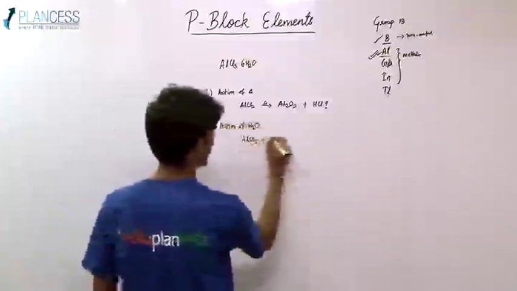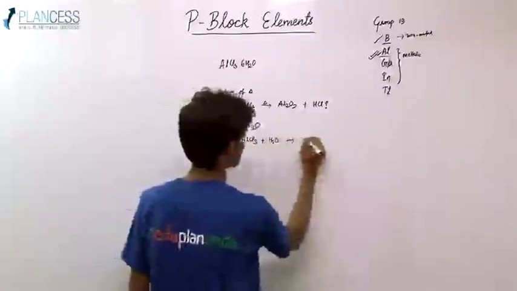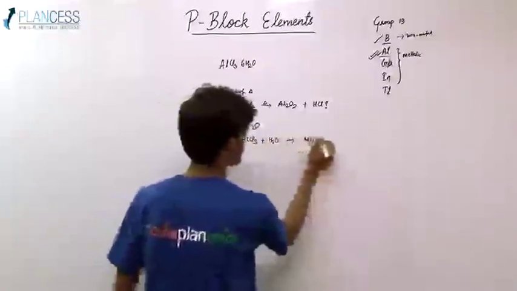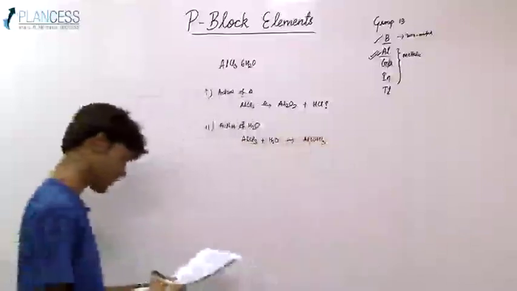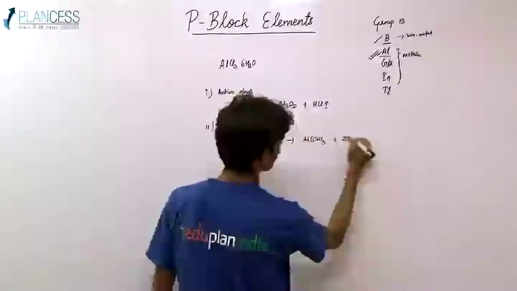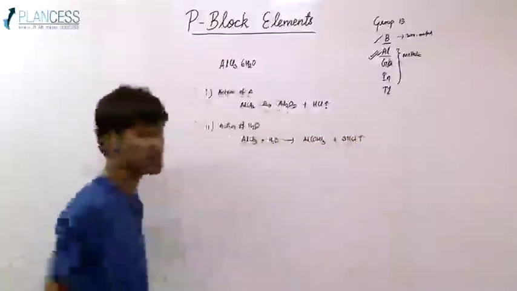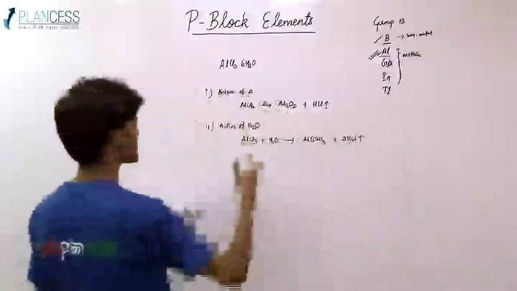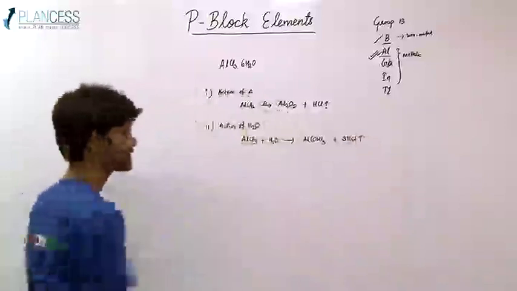When it is reacted with water, it forms a white precipitate of Al(OH)3. A white precipitate of Al(OH)3 is formed along with the evolution of hydrogen chloride gas. So this is the action of hydrolysis on anhydrous AlCl3.